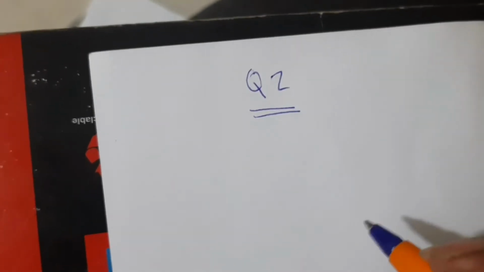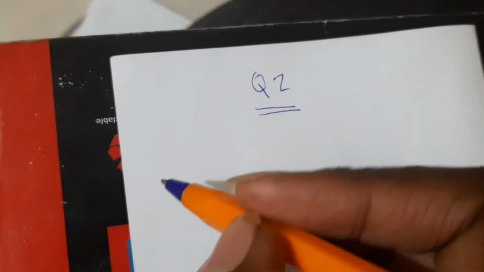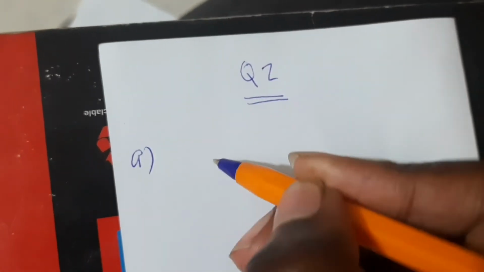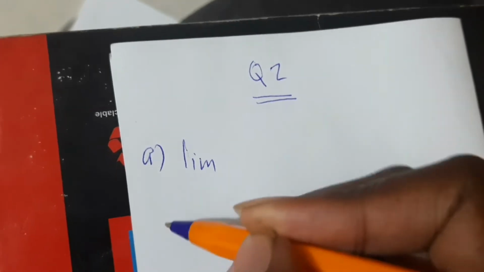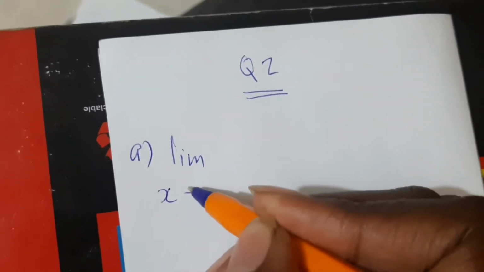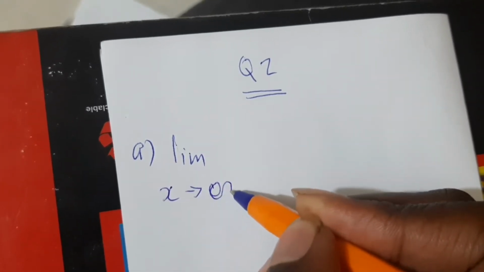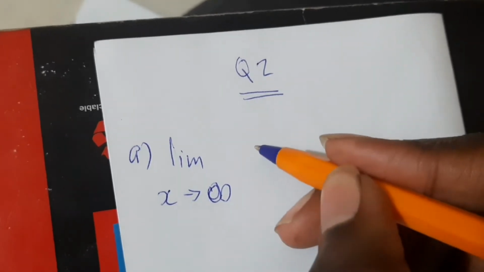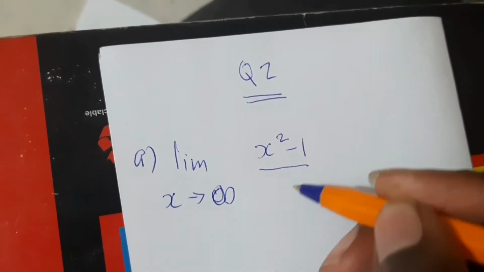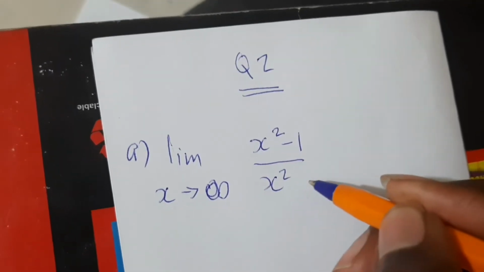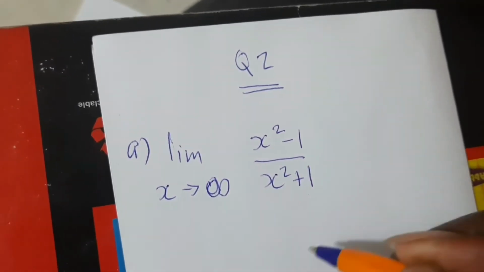So let's proceed. So question 2, A says you have to evaluate the limit of x to infinity of x squared minus 1 over x squared plus 1.